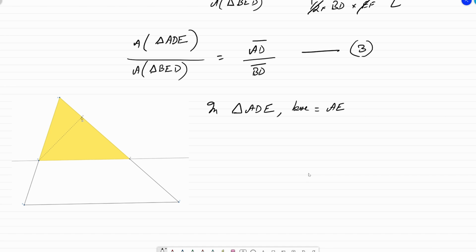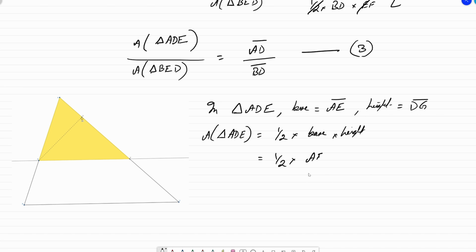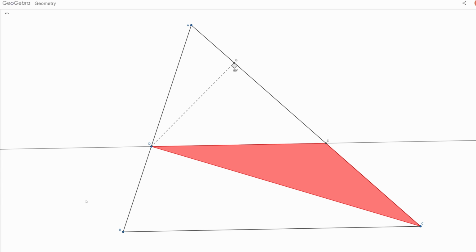Now it is AE, and height has also changed. It is DG. So accordingly, now area of triangle ADE is equal to half into AE multiplied by DG. This is 4. Now here is another triangle, triangle CDE, and you can see it will have the same height, which is DG.